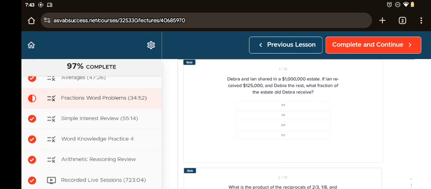It says Deborah and Ian shared in a $1 million estate. If Ian received $125,000 and Deborah received the rest, what fraction of the estate did Deborah receive? So we're looking for the fraction that Deborah received, and it's giving us what Ian received. So the first thing we need to do is find out how much Deborah received.